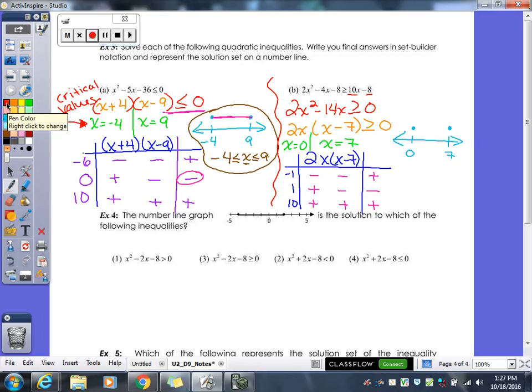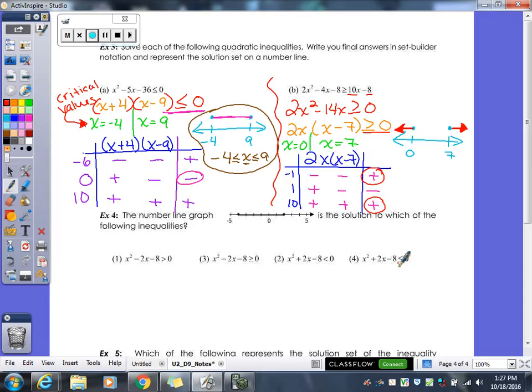So again, if we look back up here and check, we wanted it to be greater than 0, so we wanted the positives. That's why we had to keep going. Sometimes you have more than 1. So since -1 worked, that means I need to shade to the left of 0 where the -1 is. And since the 10 worked, I have to shade to the right of 7 where the 10 is.